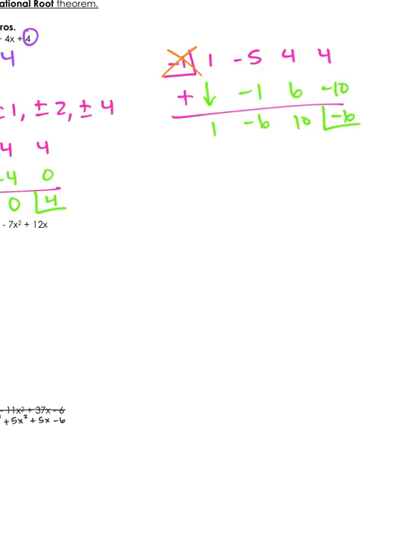So from this point on, I usually would go through all the positives and then all the negatives. It's just personal preference. So I'm going to go to 2 next. Got 1, -5, 4, and 4.